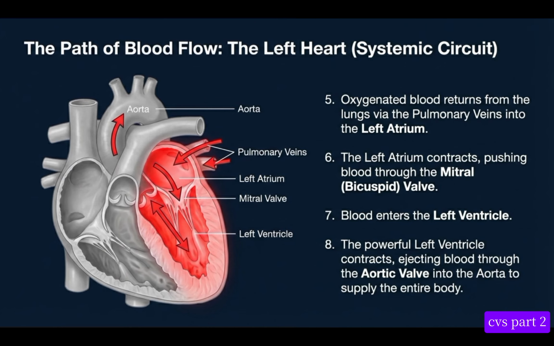So the powerful left ventricle contracts, ejecting blood through the aortic valve. The aortic valve is the valve between the aorta and the left ventricle. So what is it doing? It allows this blood to pass through the aorta and then through the entire body.